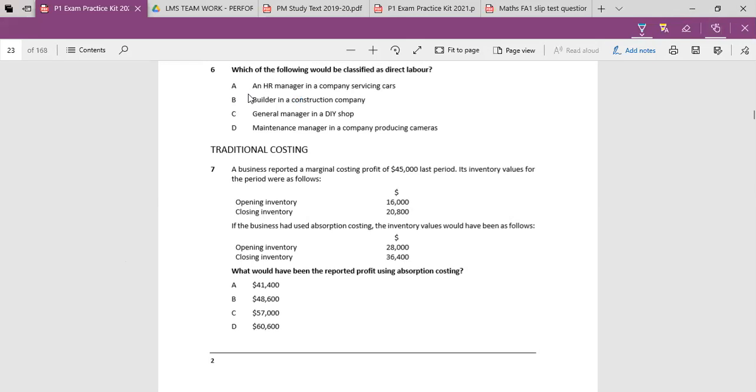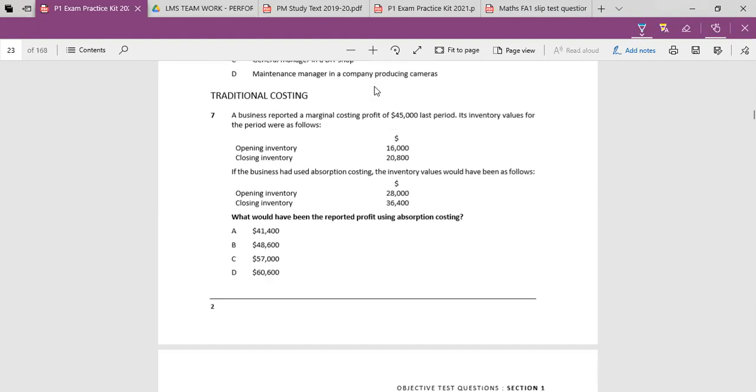The rest of them, a manager is not only looking at one thing. An HR manager is not only focusing on car servicing activity, he focuses on every other activity in that car company. So his services are not only identified with servicing cars. General manager also on a similar note. Maintenance manager in a company producing cameras, maintenance is in terms of so many other activities. So therefore, we cannot call any other salary cost as direct labor, but a builder in a construction company, as much work he takes up, his wages would be accounted for. Those are very basic questions.